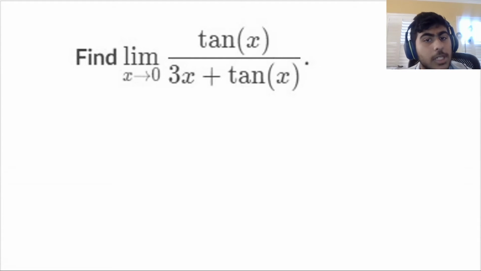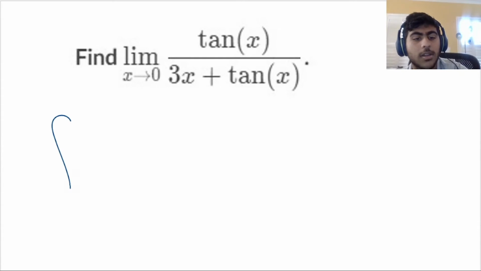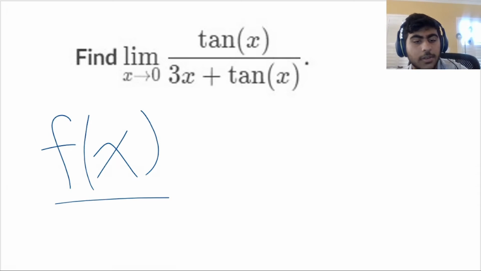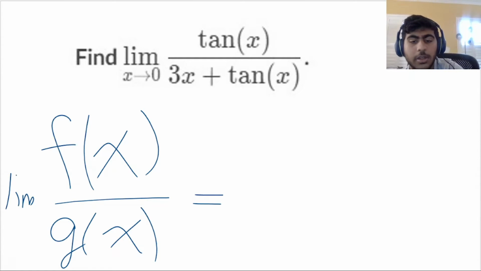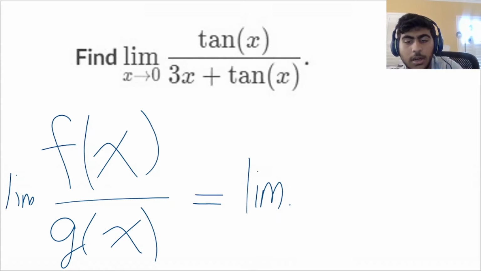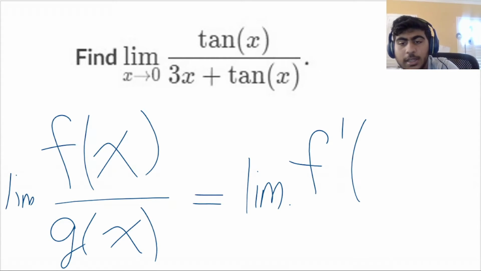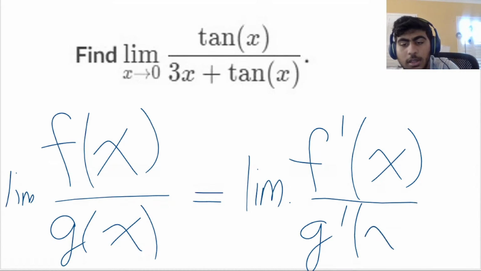And L'Hopital's rule states that if you have a limit of f of x over g of x, and direct substitution gives you a 0 over 0 or an infinity over infinity form, then this limit right here is going to be equal to the limit of f prime of x over g prime of x, right?